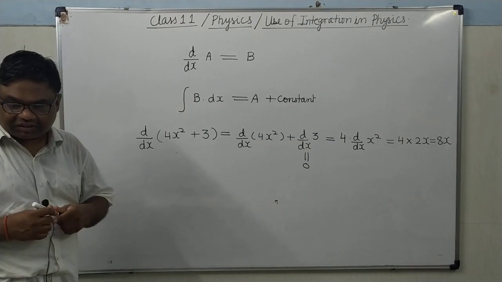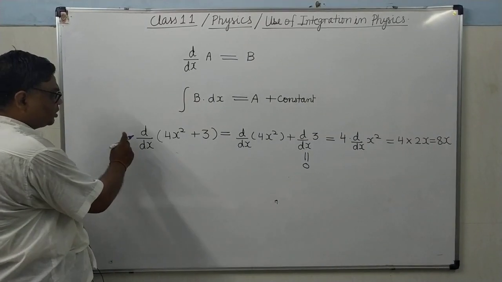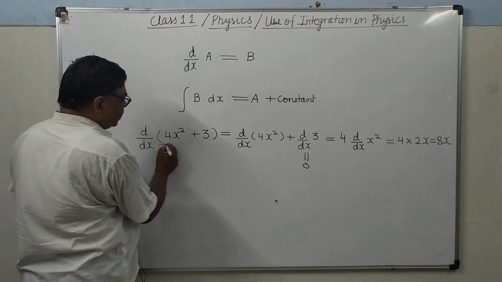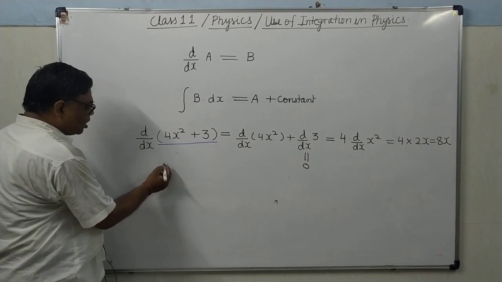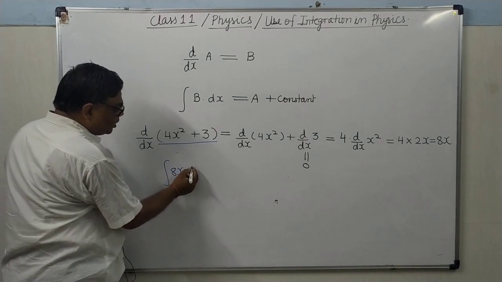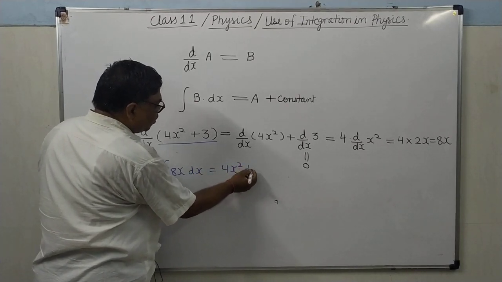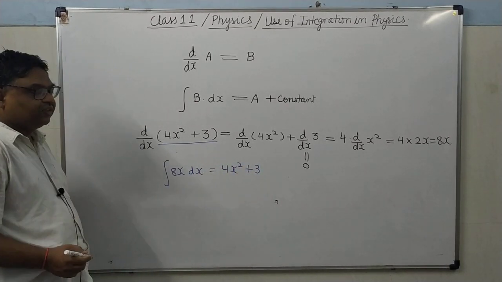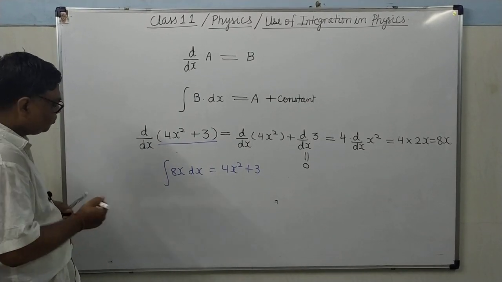Means I am writing the same thing. If we integrate 8x, because from here you have seen when it is differentiated with respect to x, we get 8x. It means the opposite of this, when 8x is integrated with respect to x, then it will give you 4x square plus 3. Now I am taking another function here.